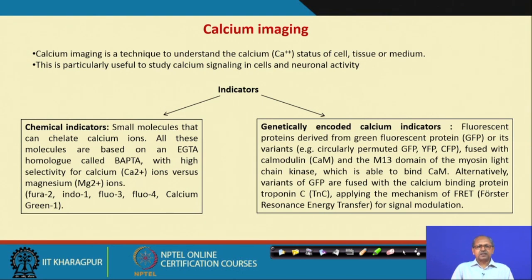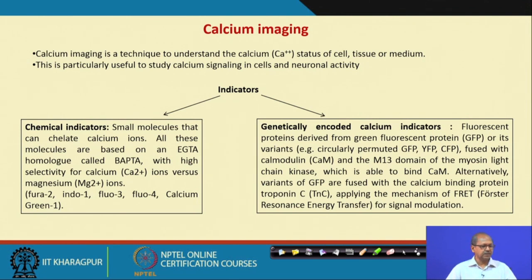quantify calcium signaling or the amount of calcium, a variety of fluorophores are used. These fluorophores are of two types. One is chemical indicators, small molecules that chelate the divalent cation calcium, like EGTA-based BAPTA, and there might be FURA-2, INDO-1, FLUO-3, et cetera. Another group is protein-encoded indicators, that is GFP, green fluorescent protein, tagged calcium-binding domain of calmodulin or M13 domain of myosin, et cetera. It can be cloned in the host cell itself. Then we can assay live cell mapping for calcium signaling.